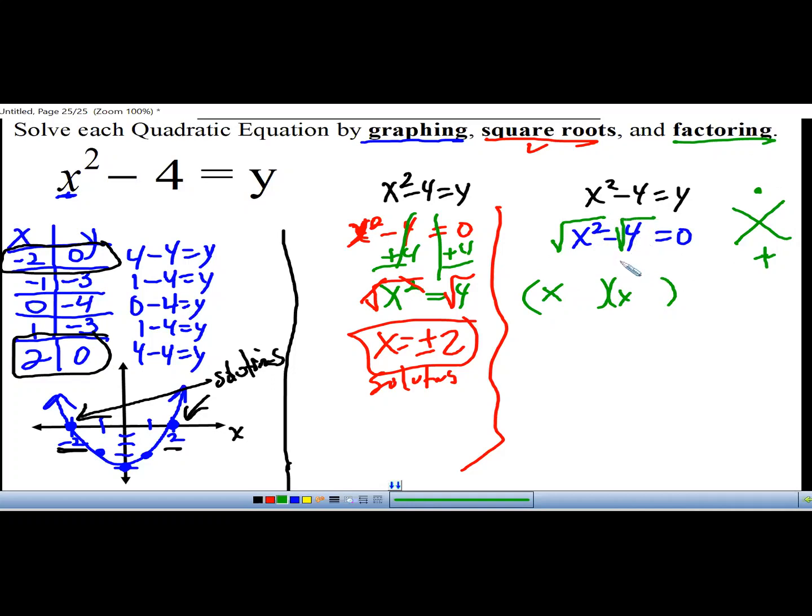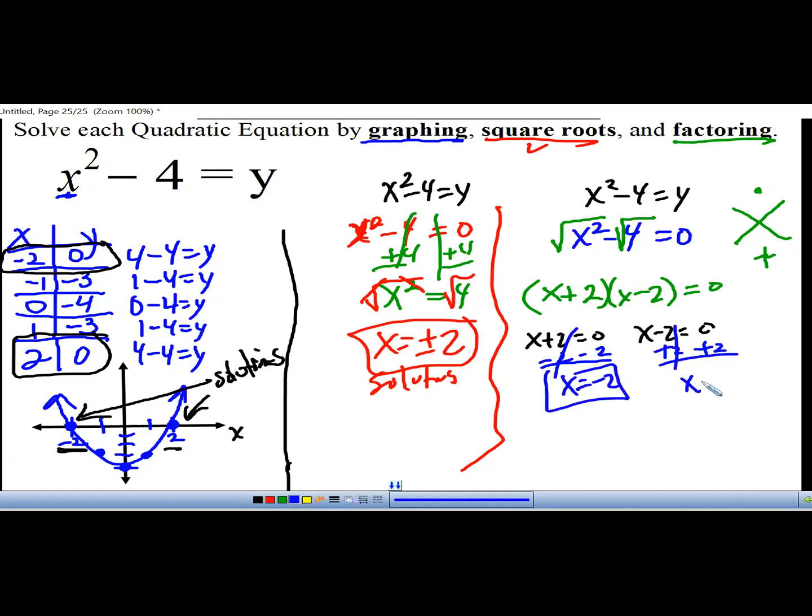Next, can I take the square root of 4? Yes, that's 2 and 2, but one of them is positive, the other one is negative, and all that equals 0. From there, I set each one of those factors equal to 0, x plus 2 equals 0, x minus 2 equals 0, and I solve. So minus 2, x equals negative 2; plus 2, x equals 2. These are my what? Solutions.